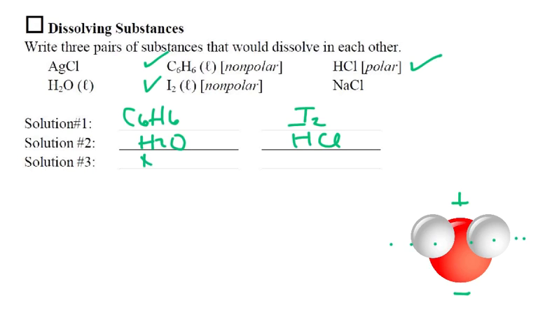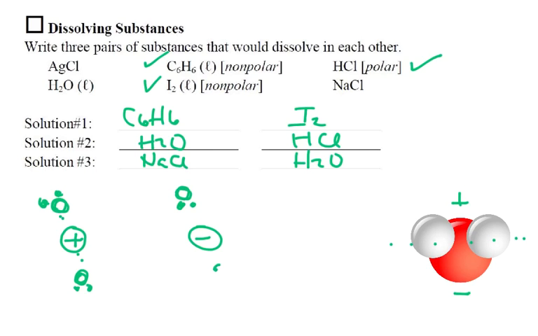So we could say NaCl would dissolve in H2O, and the reason is that NaCl is made out of positive ions and negative ions, and the water molecules would arrange themselves so the negative end is close to the positive ion, and on a negative ion, the positive sides of the waters would be attracted to the negative ions, and we could continue that on all sides. And so NaCl would be a good choice to dissolve in water.